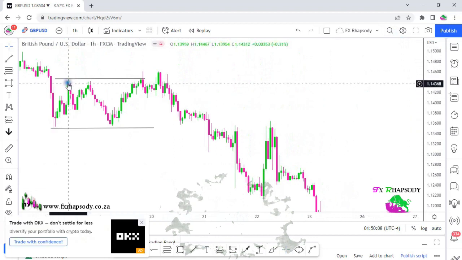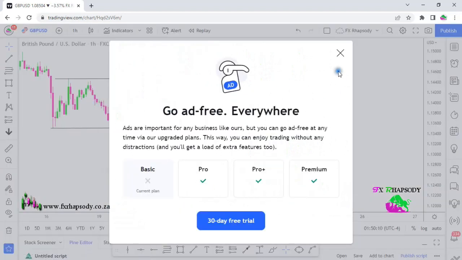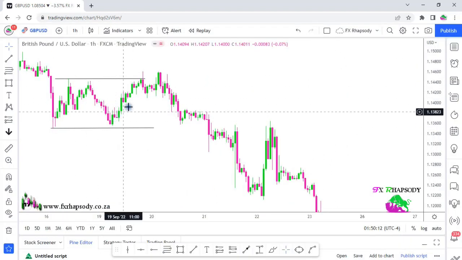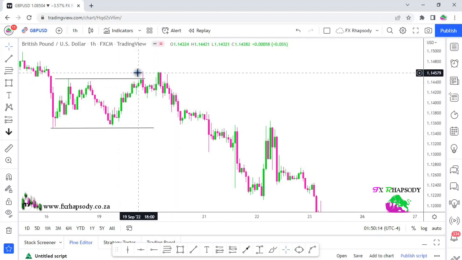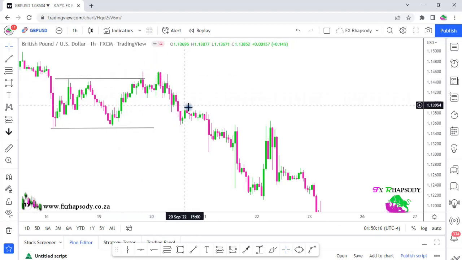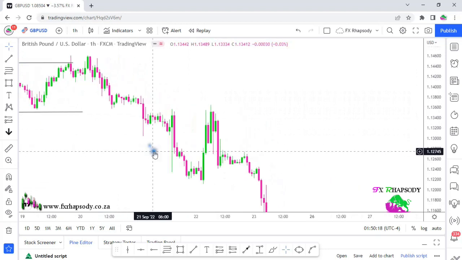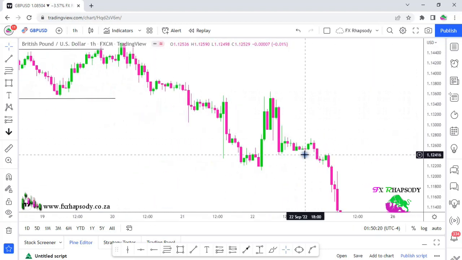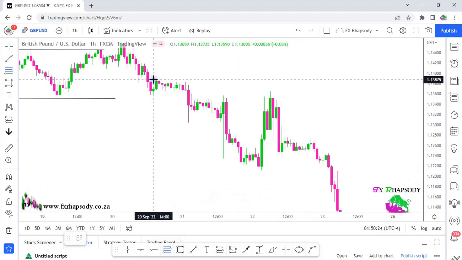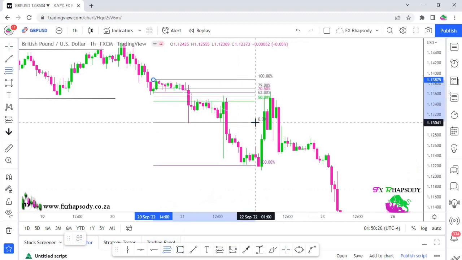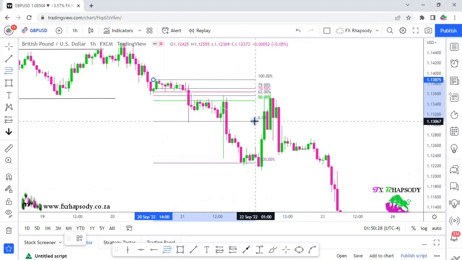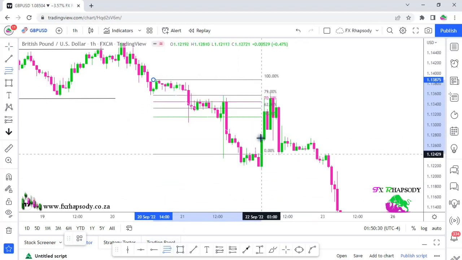Price was basically consolidating in that little area, then broke that area, tapped into that liquidity and then started falling downwards. So where is your opportunity for entry? The opportunity for entry would have been right there. I'm just going to have a look here. There you go.